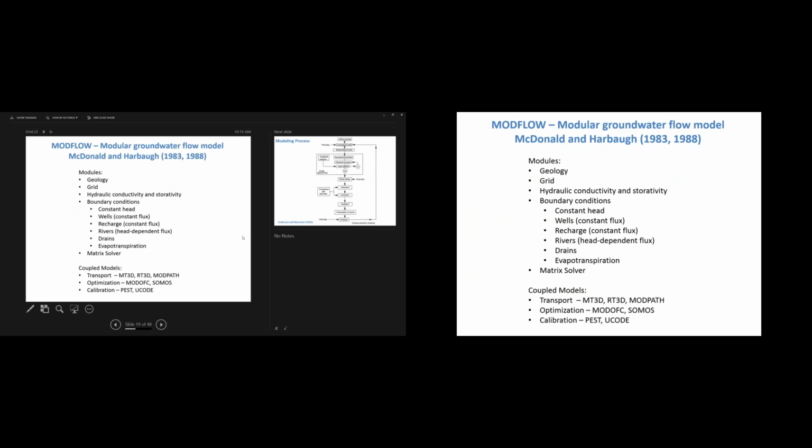MODFLOW is modular, so basically you're creating, in the old days, you were writing an input file. I guess you still do, but for your different boundary conditions, your different geology, your hydraulic connectivity, your rivers, your drains, and your solver. And then there are all the coupled models that go onto it: MT3D, reactive transport, MODPATH, and a whole bunch of other things that have been added on, calibration codes, optimization codes, things like that.